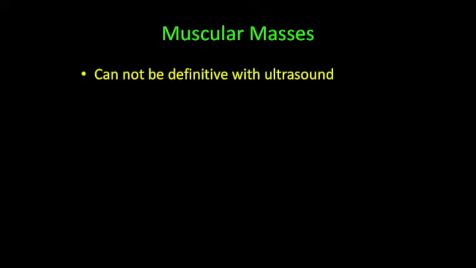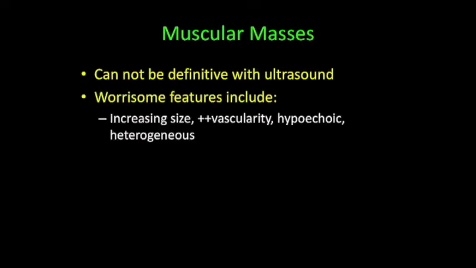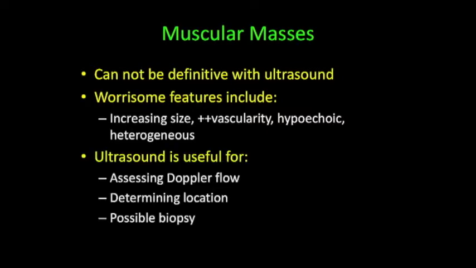Unfortunately with ultrasound, we're not able to always be definitive when we see masses, but there are worrisome features you can think about. So anything that's increasing in size, heterogeneous, has a lot of vascularity, and is hypoechoic tends to be more on the worrisome side for malignancy. And I just think it's important with ultrasound, especially if the patient's presenting to you for their first image, to try to get as much information as you can.